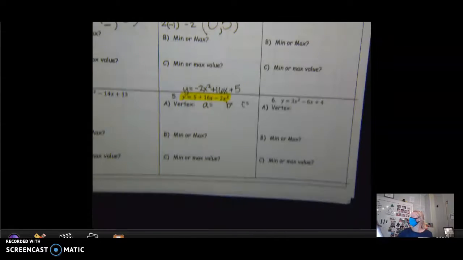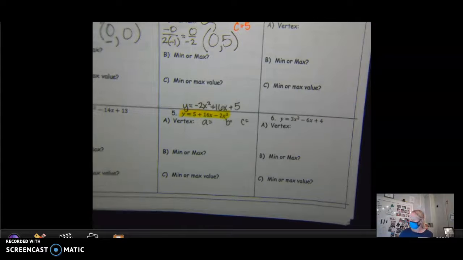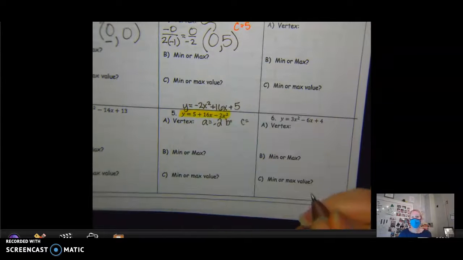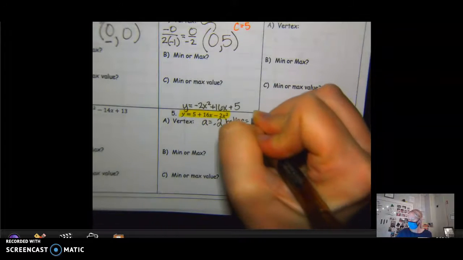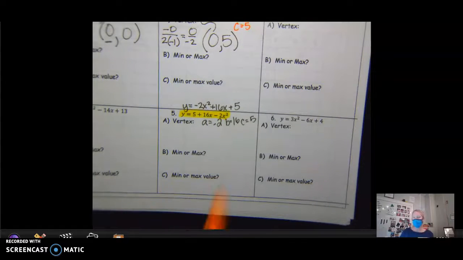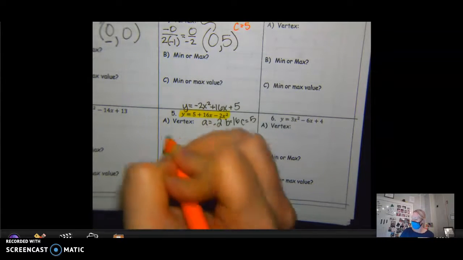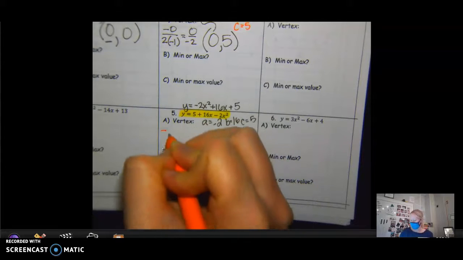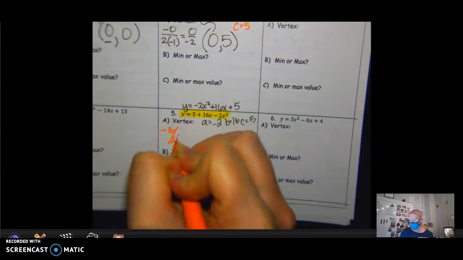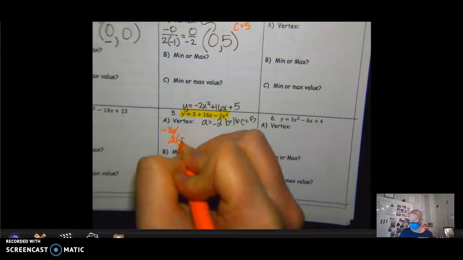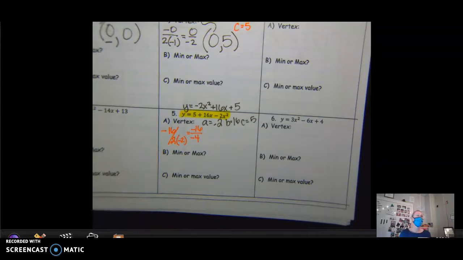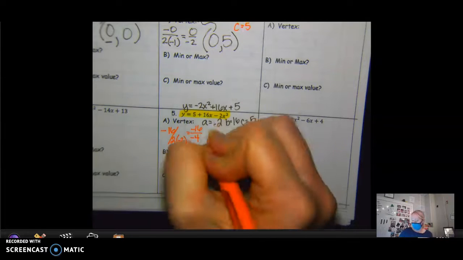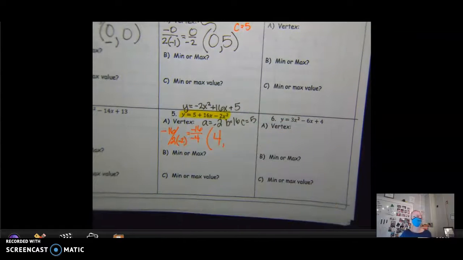What is my a value on number 5? -2. What is my b value on this one? Awesome, guys. And what is my c value? Good. Let's plug it into that -b/2a. So negative what? Over 2 times, what's my a? So really I get -16 over -4. What's -16 divided by -4? Awesome. So my x value is 4.